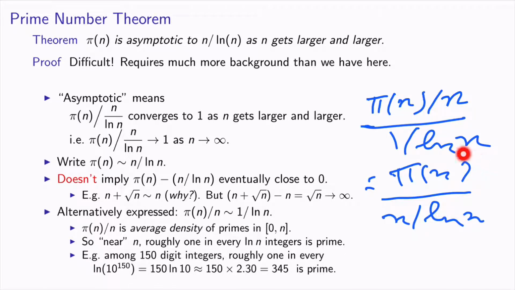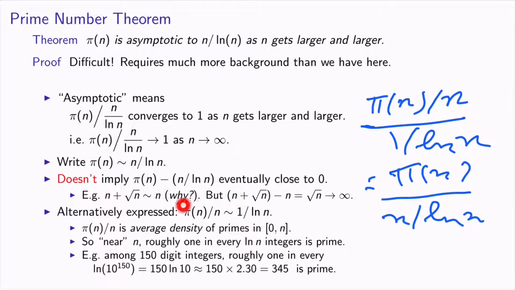I've divided to go from here to here, which is divided by this. It's just a matter of dividing in here, top and bottom, by n. So if I divide this by n, I get pi n on n. And if I divide this by n, I get 1 over log n.